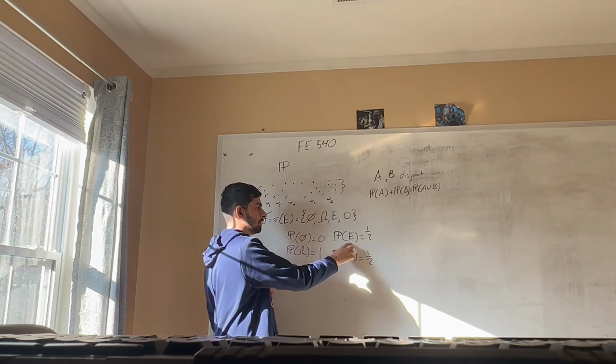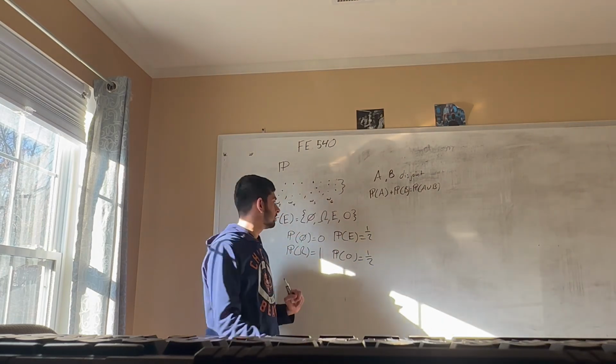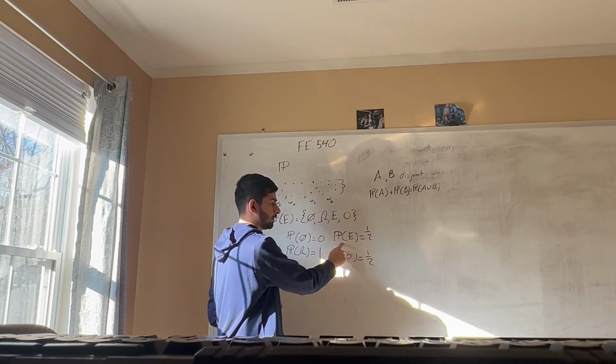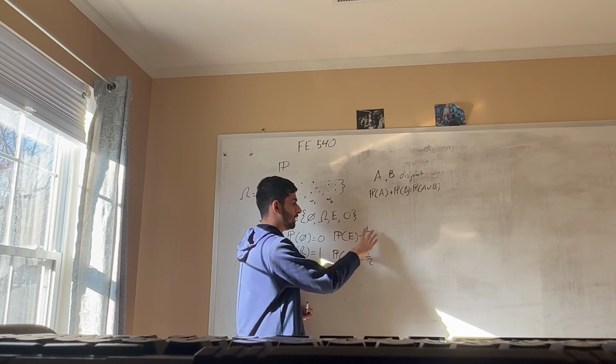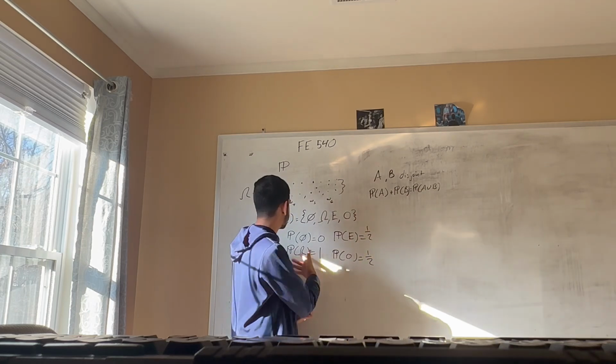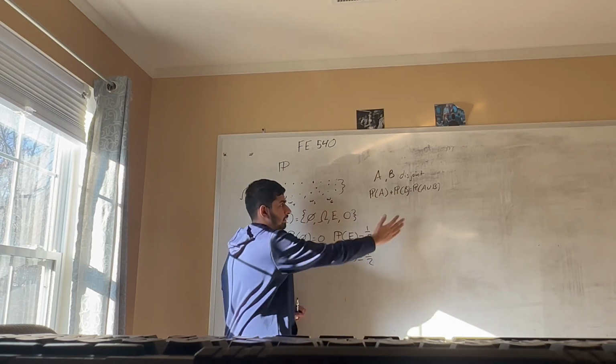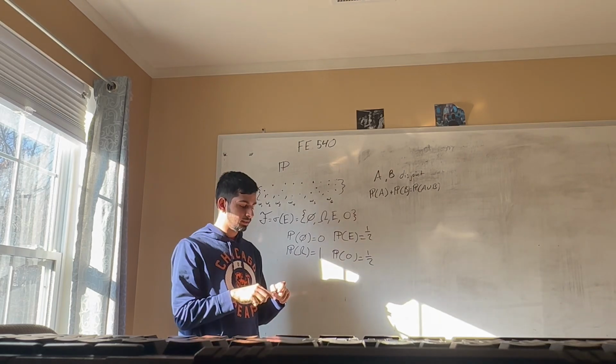For example, even and odd are disjoint sets. They don't have anything in common. This one has 1, 3, 5. This one has 2, 4, 6. The probability of having each is 1/2. If you add them together, you end up getting the whole sample space, which is omega, the probability of which is 1. And so we can demonstrate this same idea here.